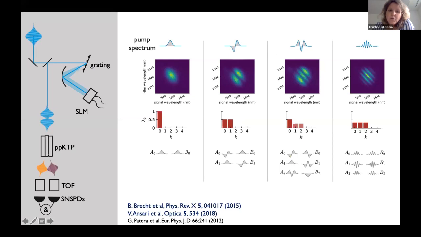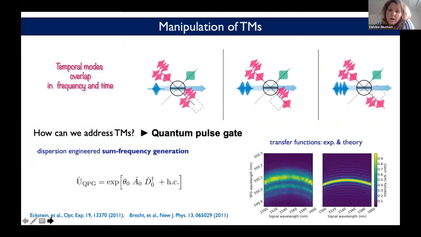And I showed you beforehand that we had this PPKTP with a pump pulse, which was Gaussian. We can now play with programming different pump pulses. And with that, we can control very nicely how we actually tailor this Hilbert space in the temporal modes. And this is what we're doing nowadays. The next step then is how can we manipulate them?